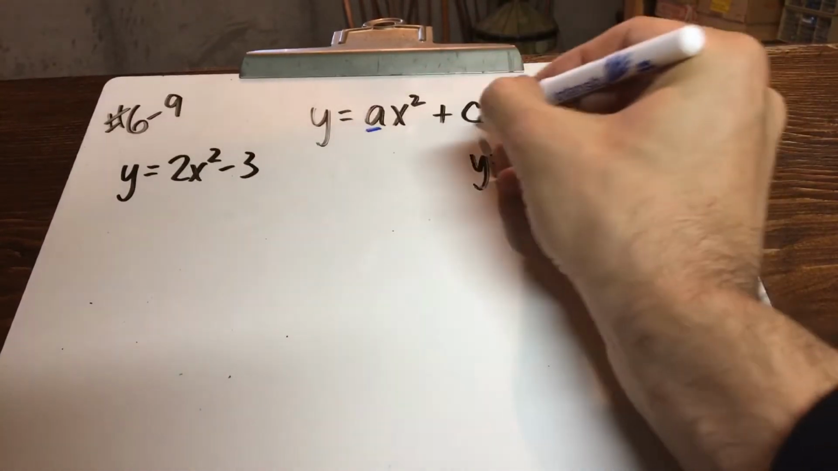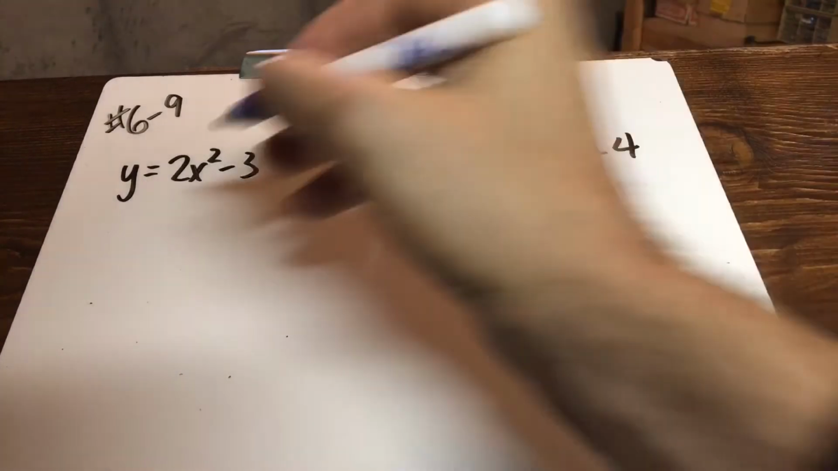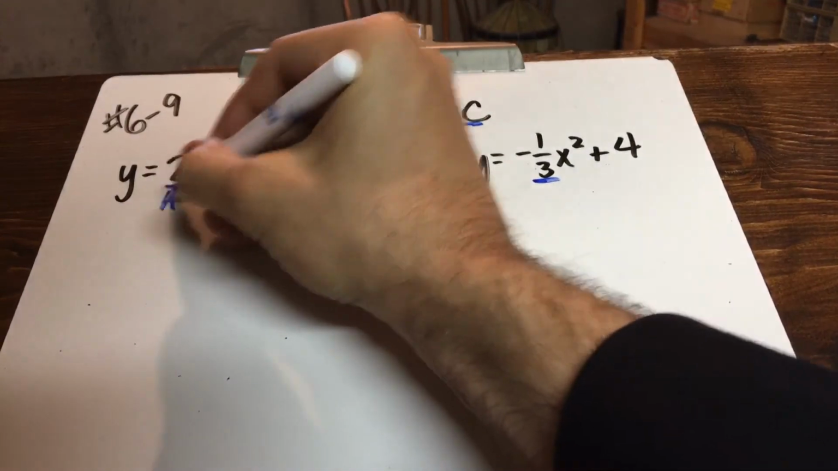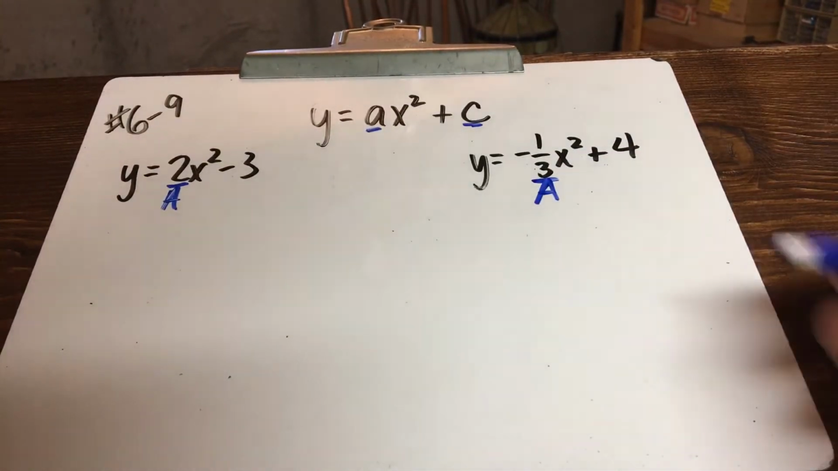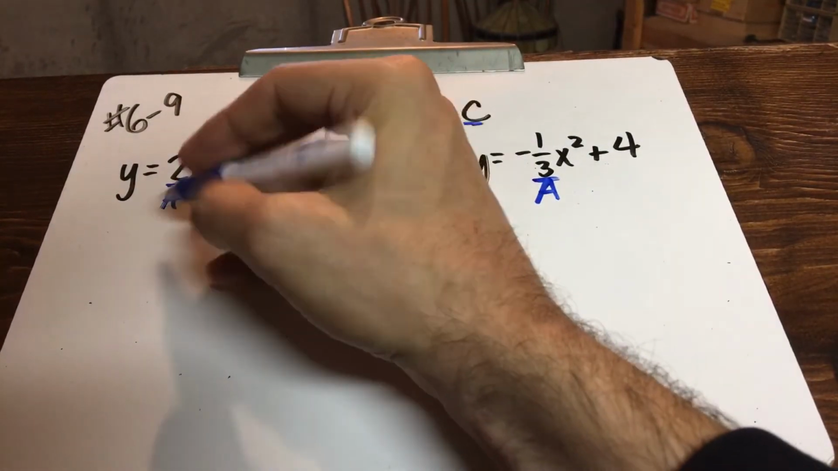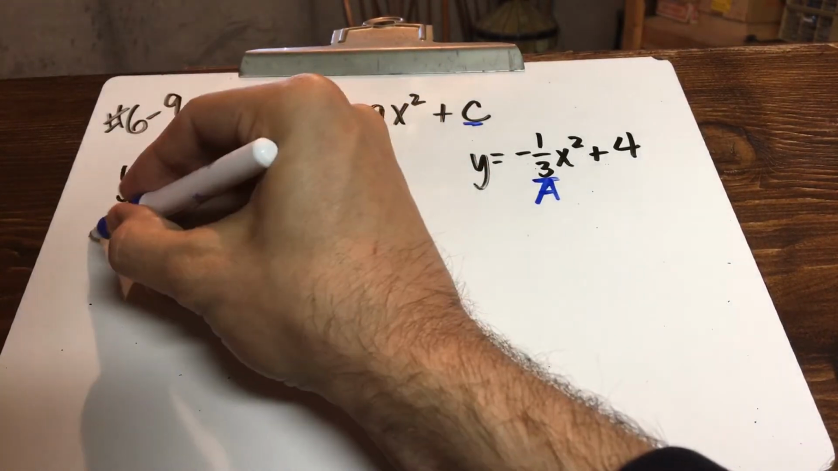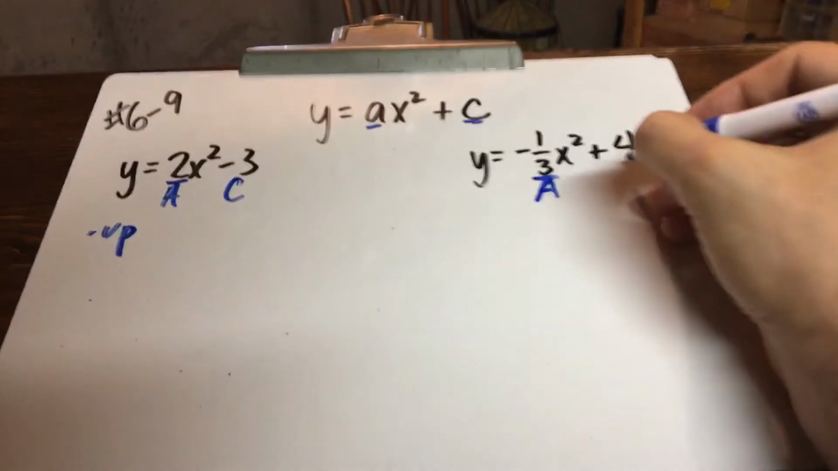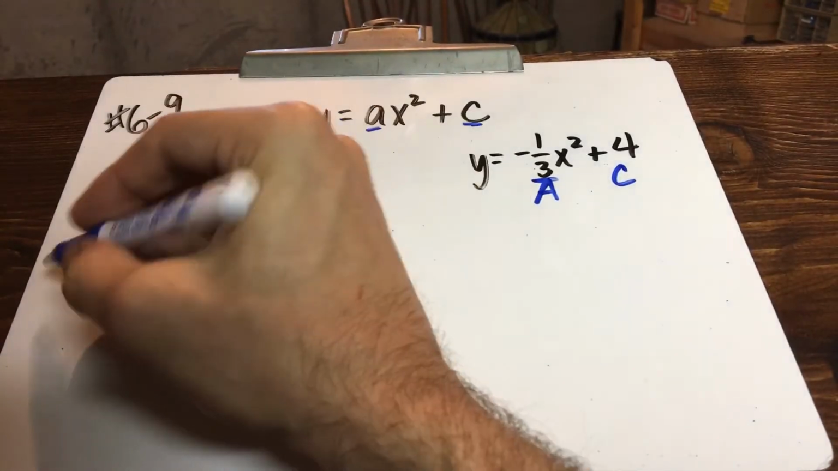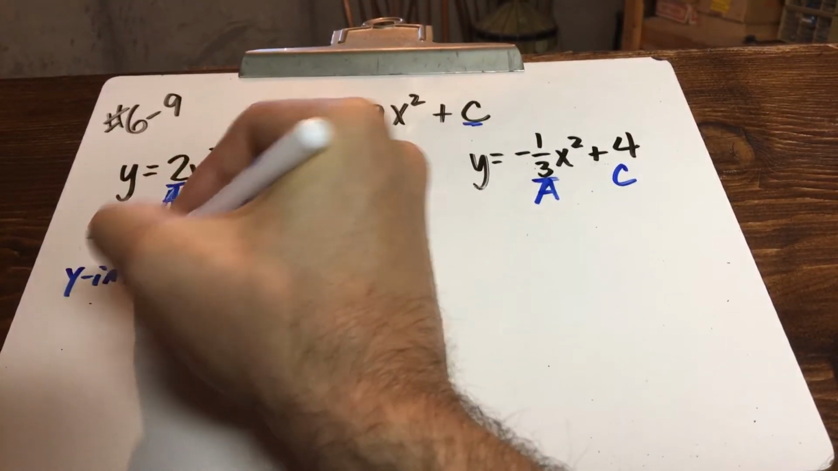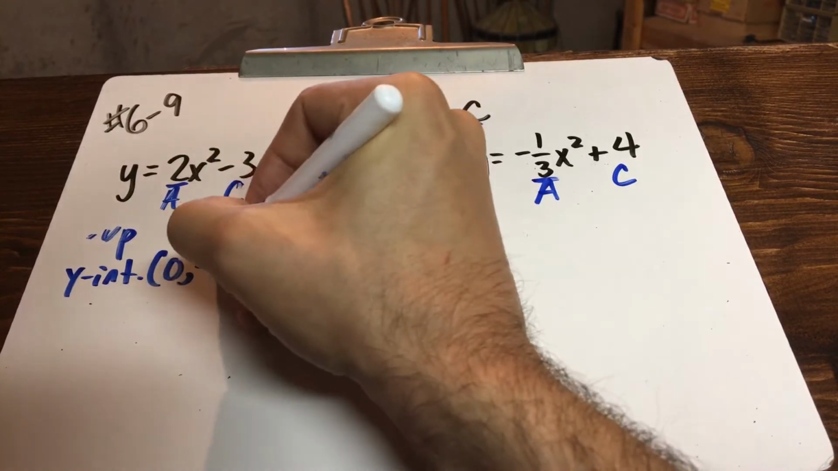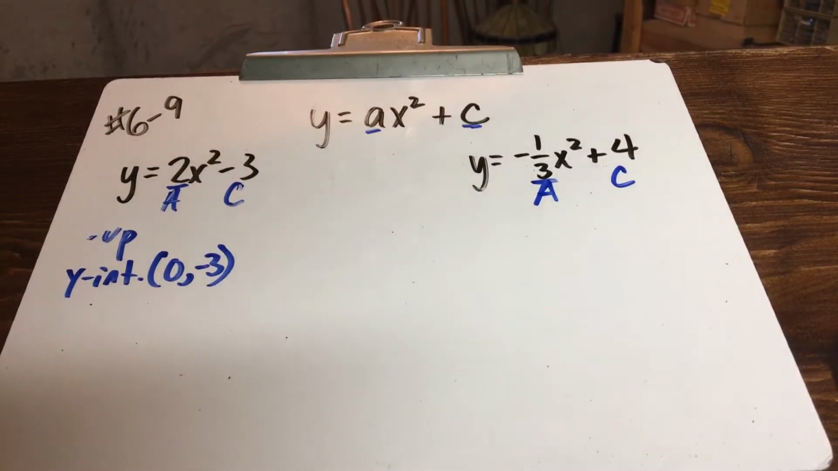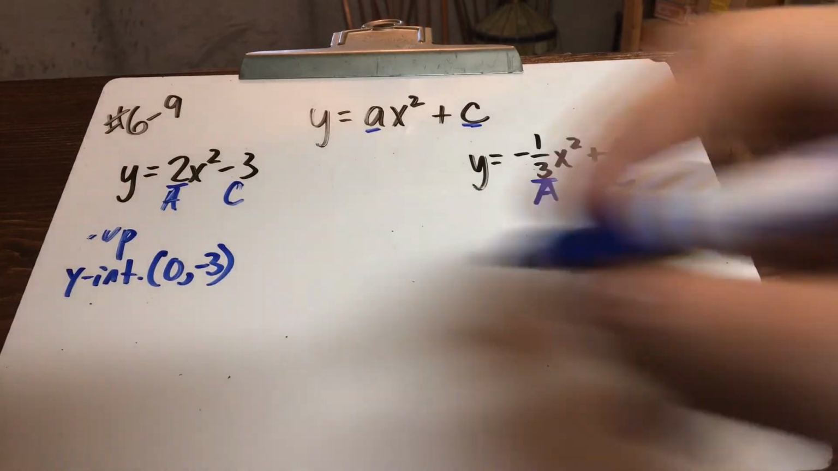Once again, look at the letter A and look at the letter C. That's going to give you some information. Here's your letter A on here. Here's your letter A on this one. When the letter A is positive, so if this is my question, I know this one is going to open up, and then this letter C is going to be the y-intercept. So right here, the letter C, I know this has a y-intercept of (0, -3). And so I'm going to be looking for a graph that opens up, and a graph that has a y-intercept of (0, -3), right?